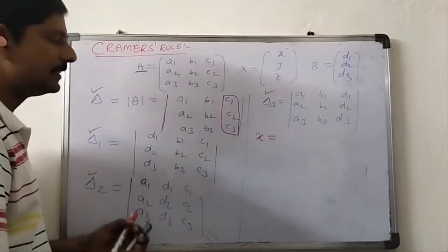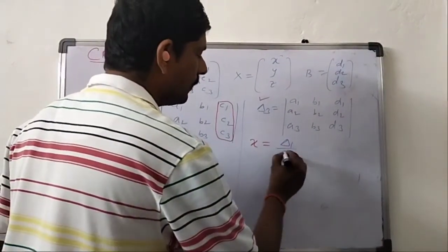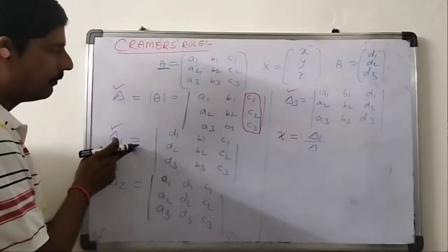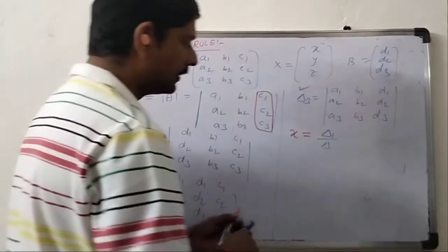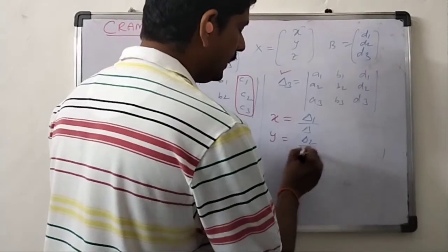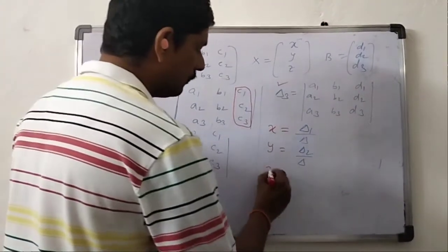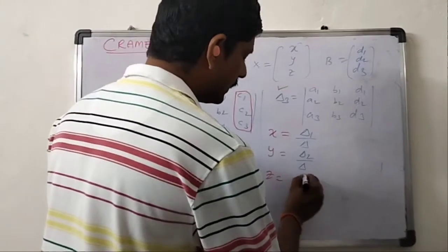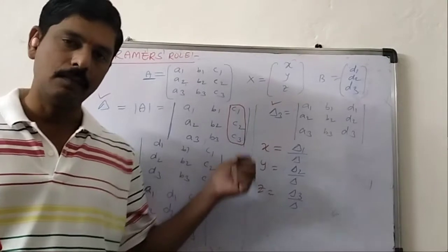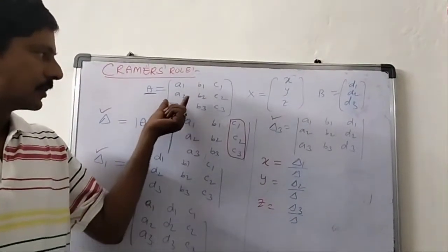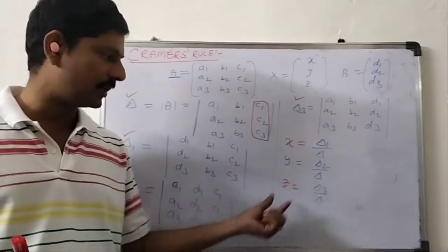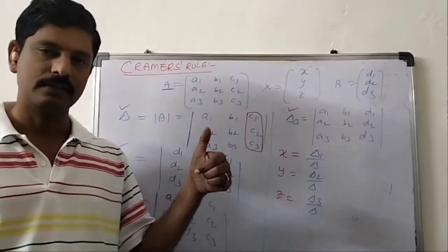So the formula for x is delta 1 by delta, and the value of y is delta 2 by delta, and the value of z is delta 3 by delta. Okay students, so this is Cramer's rule to solve a system of simultaneous equations, that means to find the values of x, y, z.